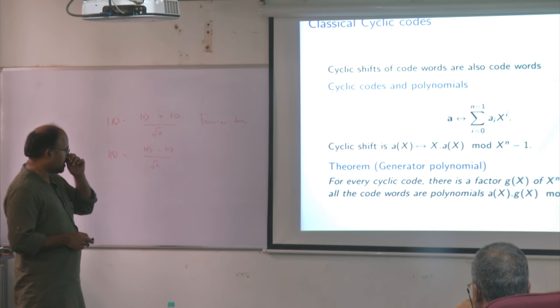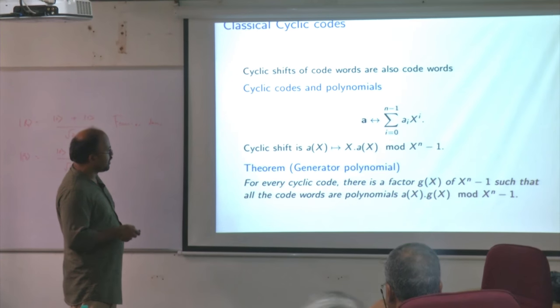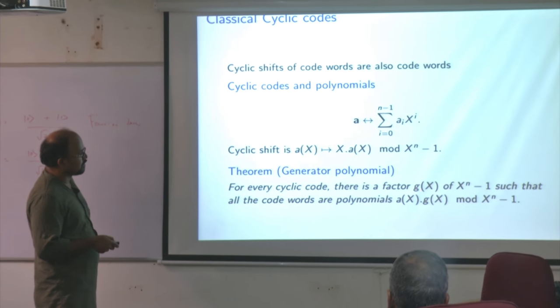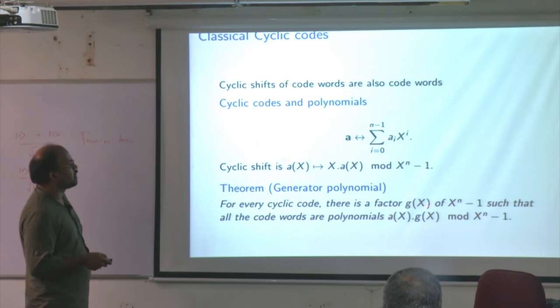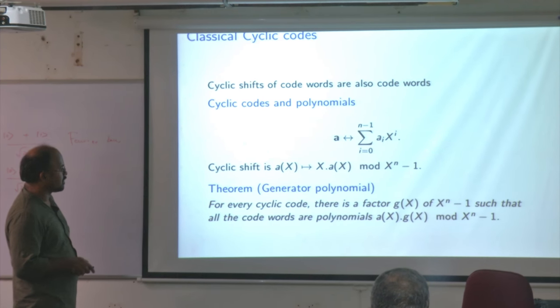If n is odd, every cyclic code can be seen as multiples of g(x). So you can find a factor g(x) of x to the n minus 1.